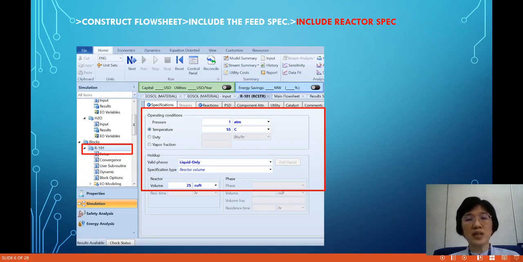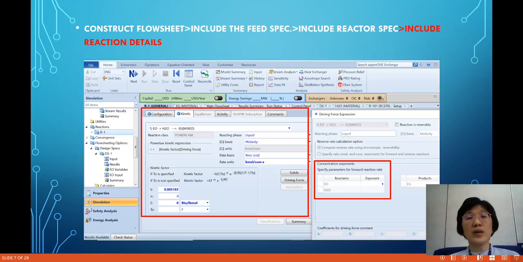Pressure and temperature are 1 atm and 55 degrees C respectively, and the reaction happens in liquid phase. As mentioned in the analysis section, we put the initial volume as 25 feet cube, so just choose reactor volume at the specification type, then we put 25 feet cube.